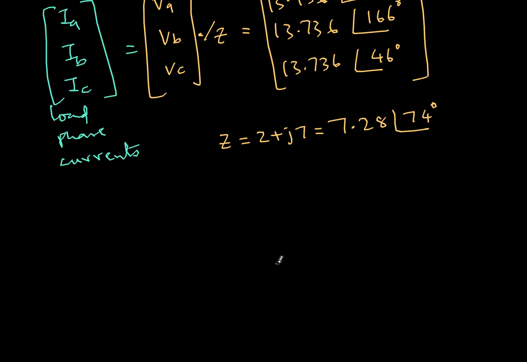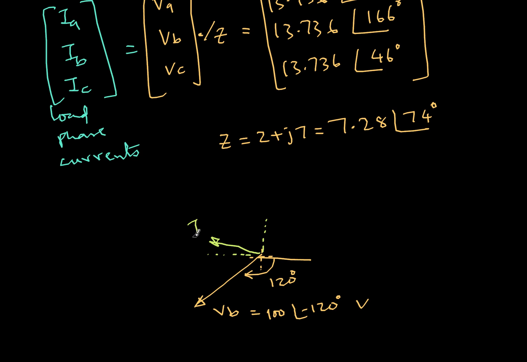So let me give a pictorial representation. This is VB and this angle is 120 degrees, because VB was how much? This is 100 angle minus 120 degrees. What about what we just calculated, IB? IB is 13.736, angle is 166. So this is almost 180 degrees. So 166 degrees will be something like 14 degrees less than that. So somewhere like this. So this one is IB.